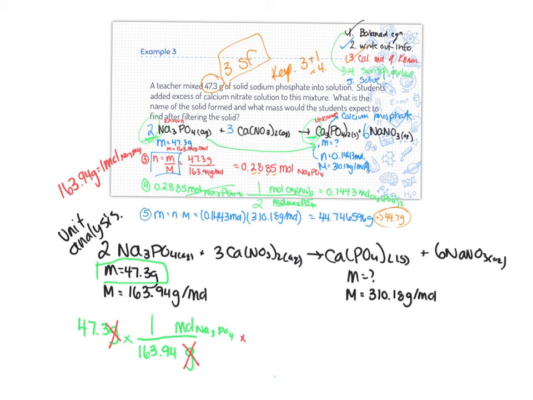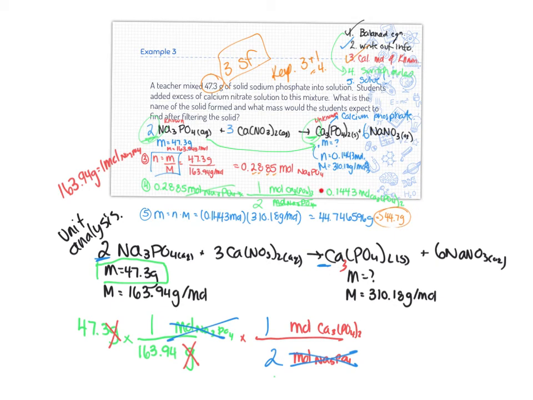Once we have moles of sodium phosphate, we need to cancel moles of sodium phosphate. And we are looking to find moles of calcium phosphate. So we put in our coefficients again. There is 1 mole of calcium phosphate per 2 moles of sodium phosphate. Notice that moles of sodium phosphate cancel. The only unit I'm left with here would be our moles of calcium phosphate.